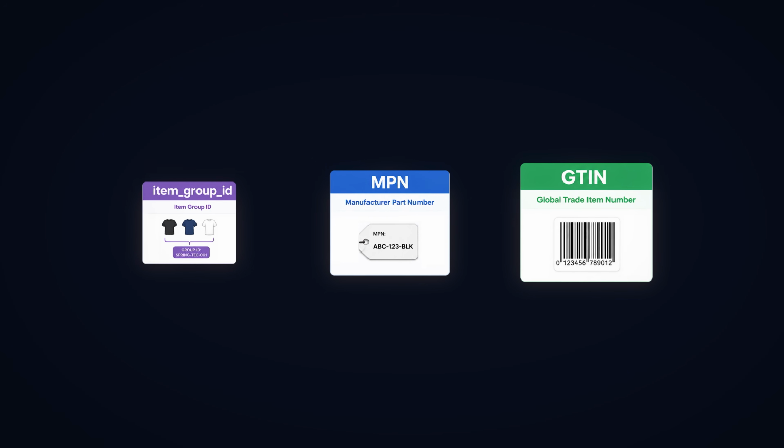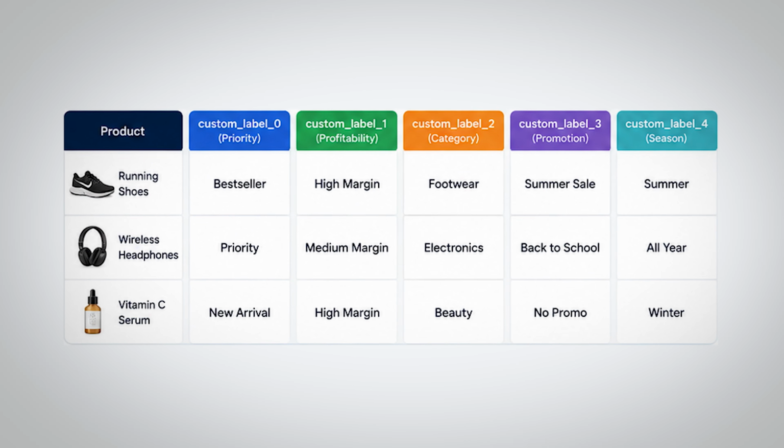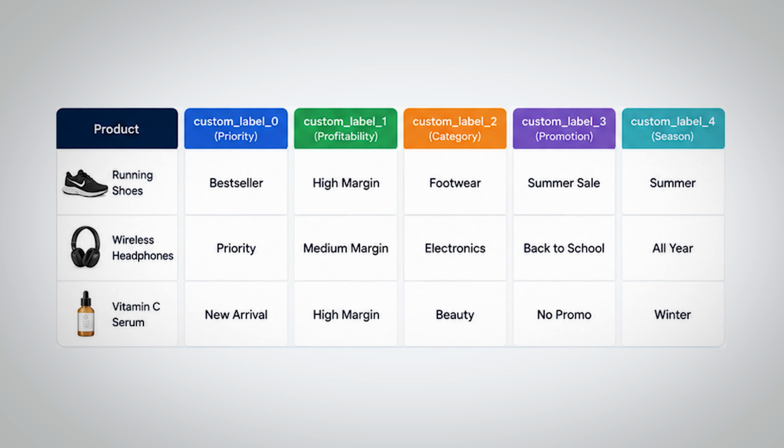Then add GTIN, MPN, and item group IDs if you want your product reviews to show up properly for your products and their variants. And then obviously, finally, custom labels. These are your secret weapon for campaign segmentation. Use them to tag products by best sellers, margin tiers, seasonal relevance, or maybe promotional status.